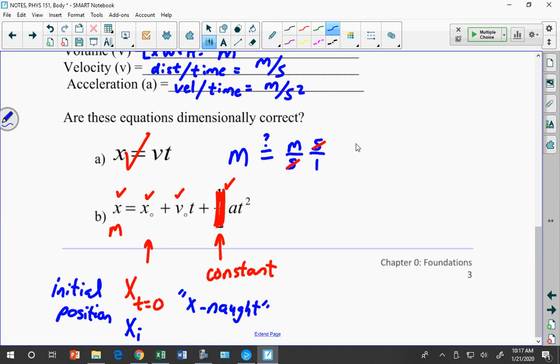Okay, so tell me, is this dimensionally correct or not? And remember, this is a naught. The dimensions of this are the same as this. The naught doesn't really matter. It just means the initial value. All right, let's do this as a clicker. A will be yes, it is dimensionally correct. Or B will be no, it is not dimensionally correct.